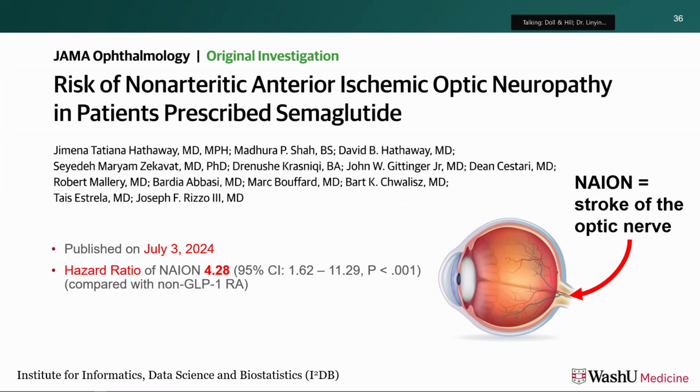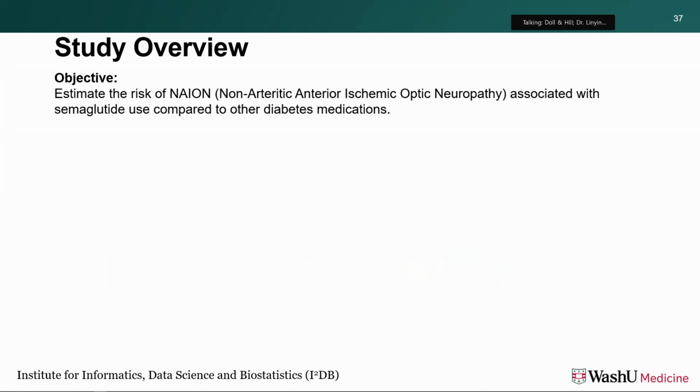But after we reviewed this original study, which is an observational study, we found a lot of limitations in their study design. So as a community, we decided to study the same question across our data partners, to basically answer: is there an elevated risk of NAION among patients who are taking semaglutide versus other diabetes medications?